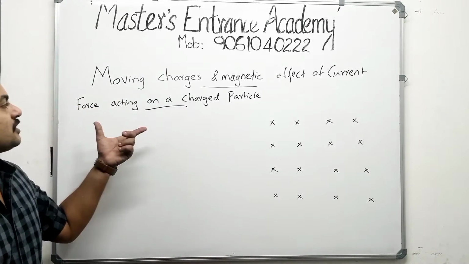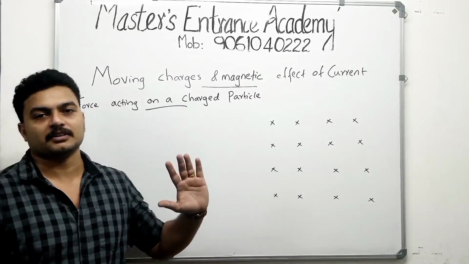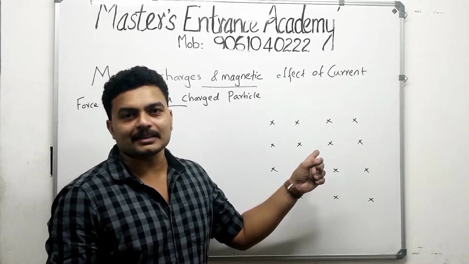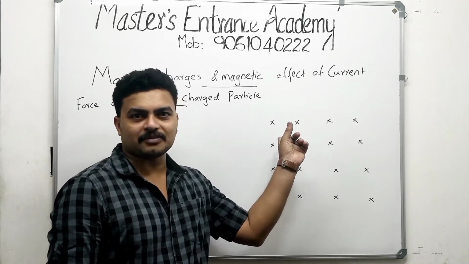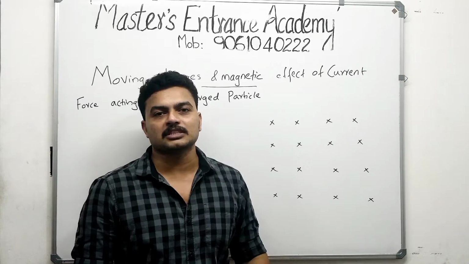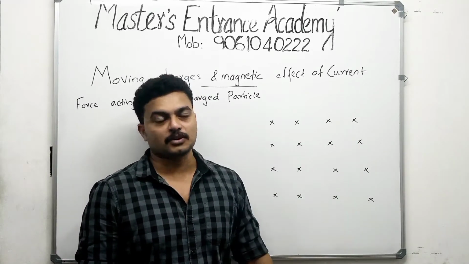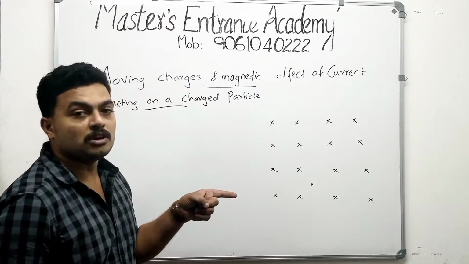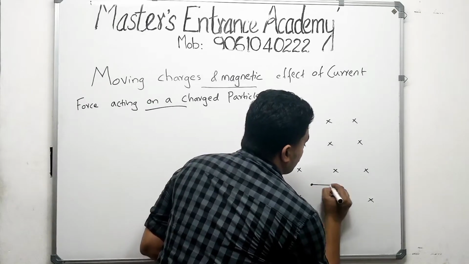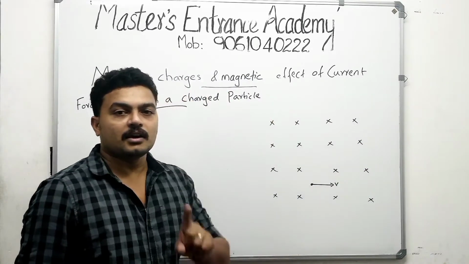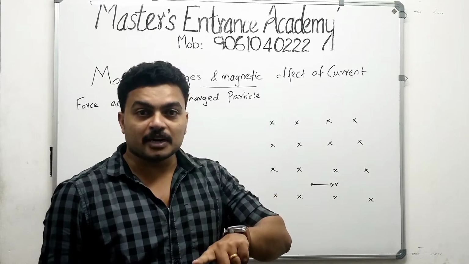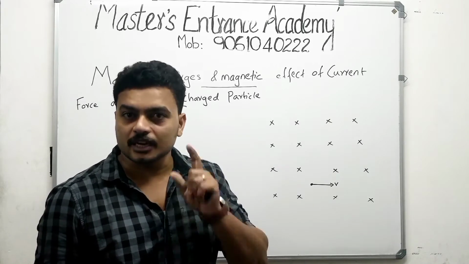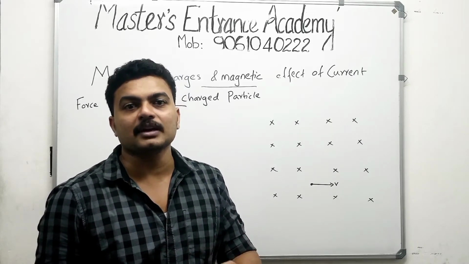Next, force acting on a charged particle moving in a magnetic field. Consider this is a magnetic field. This cross indicates the magnetic field is into the board. Consider a charged particle moving perpendicular to the magnetic field. We are taking an electron, which moves in this direction with some velocity v. When a charged particle moves perpendicular to a magnetic field, surely it will experience a force.